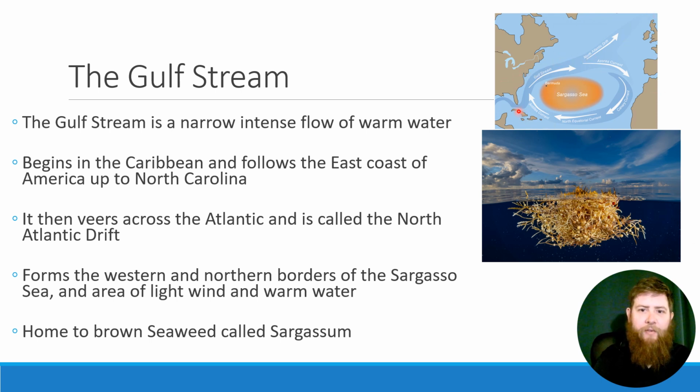And it forms the western and northern area of this large body of warm water that has very little wind, that we call the Sargasso Sea. And the Sargasso Sea is really important. It is home to the really cool sargassum, a brownish seaweed, which is really crucial to the environment and to a lot of the marine life that eats it. The reason this seaweed lives and is so prolific in the Sargasso Sea is because of these warm conditions here.